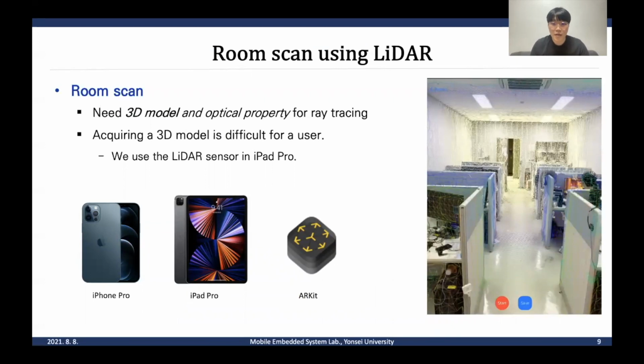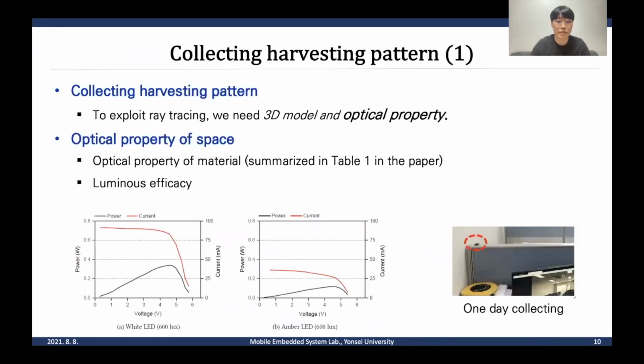For the room scan, we suggest using Apple's mobile devices with a LiDAR sensor. Currently, iPhone Pro and iPad Pro with LiDAR sensors offer a 3D scan of a space in a short time. And for estimating the physical properties of the space, the user has to collect the harvesting energy during a day.